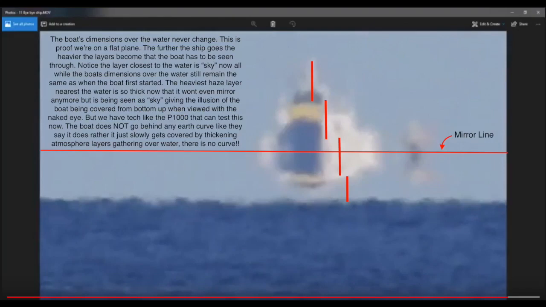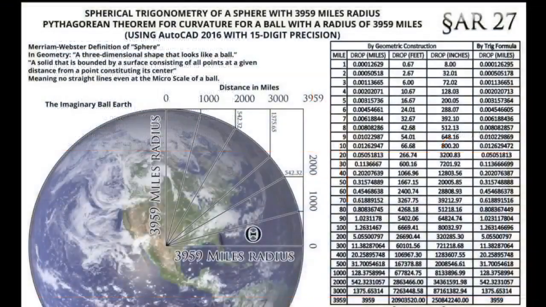And with equipment like the P1000, we can now test this thoroughly. The battle for long-distance viewing is not Earth curve, it's atmosphere. Now, the ocean can also throw other curveballs like tide and ocean swell, which is why we chose to use a lake. Alright, we've talked about haze conditions and mirror lines.